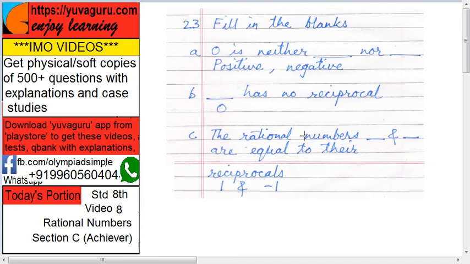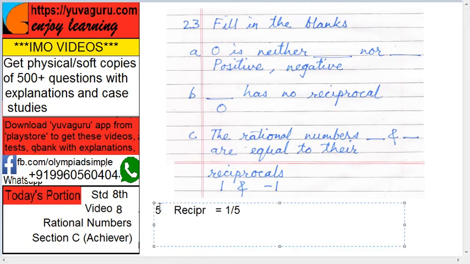The rational numbers dash and dash are equal to their reciprocals. Means what? Reciprocal means what? 5, reciprocal of 5 is what? 1 by 5. So 1 upon that number. So you put anything: 1 and minus 1. 1 upon 1 is 1.